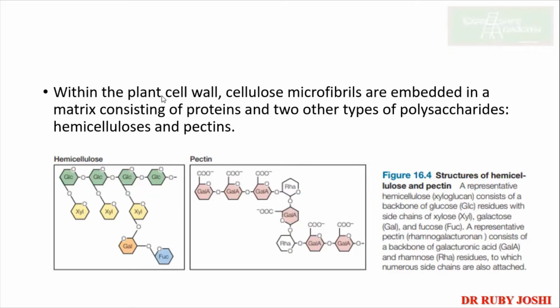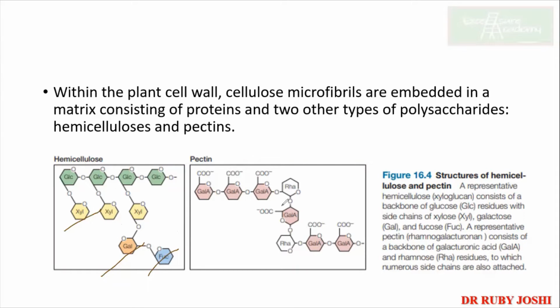Okay, so within the plant cell wall, cellulose microfibrils are embedded in a matrix consisting of proteins and two other types of polysaccharides called hemicellulose and pectins. Now, this is something which you have to understand, okay? So what is hemicellulose? Again, to the glucose units, you have got other monosaccharides coming and binding. Here, xylose, galactose, fucose, all these sugars are present. That's why it is hemicellulose.